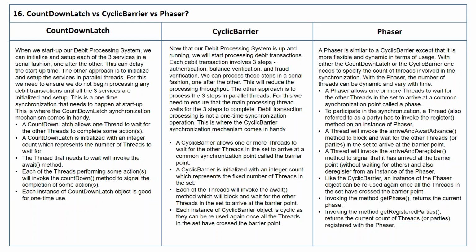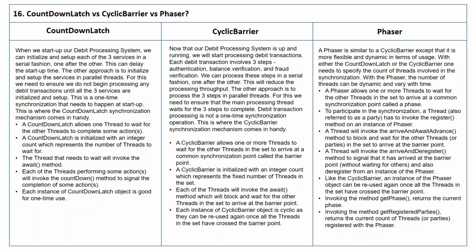This is where the countdown latch synchronization mechanism comes in handy. A countdown latch allows one thread to wait for the other threads to complete some actions. A countdown latch is initialized with an integer count which represents the number of threads to wait for. The thread that needs to wait will invoke the await method. Each of the threads performing some actions will invoke the countdown method to signal the completion of some actions. Each instance of countdown latch object is good for one-time use.